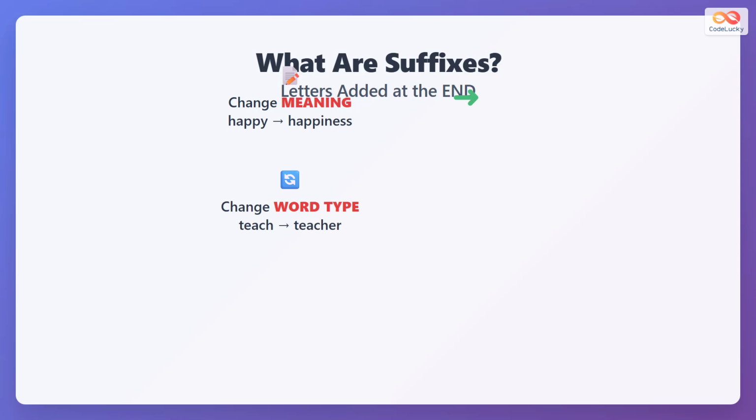Suffixes change the meaning of words and also change the type of word. Adding ness to happy makes happiness, which names the state of being happy. Adding er to teach makes teacher, which names a person who teaches. Suffixes always go at the end of words.